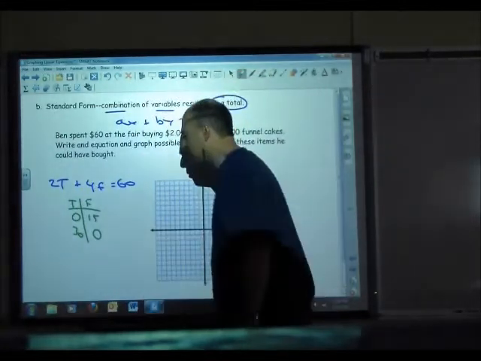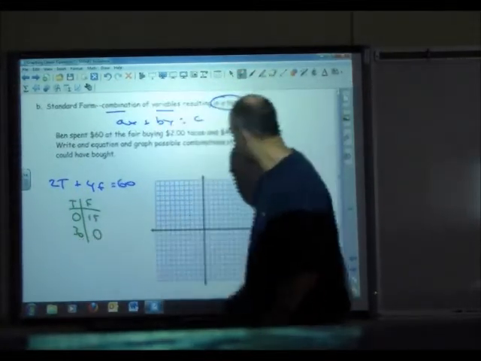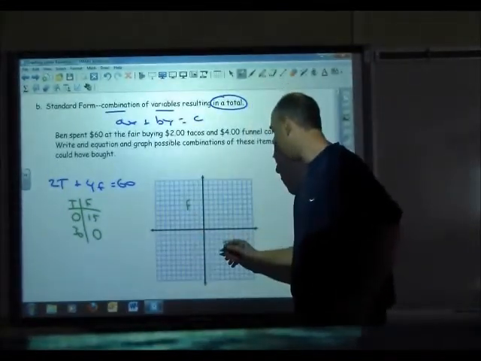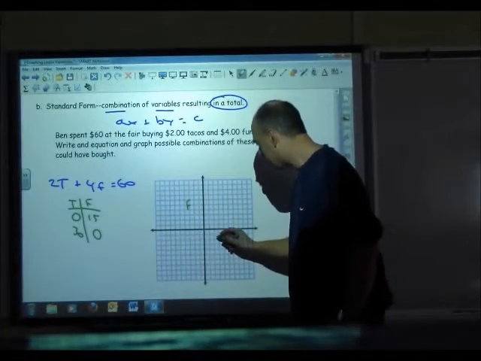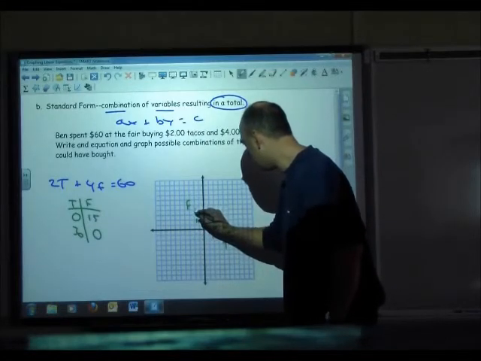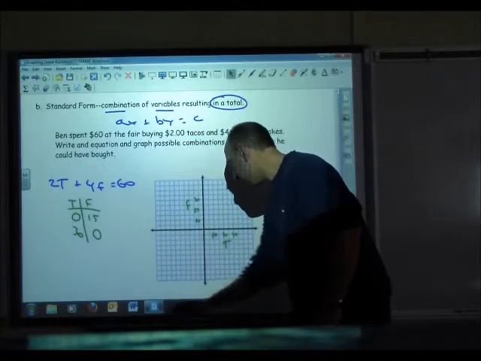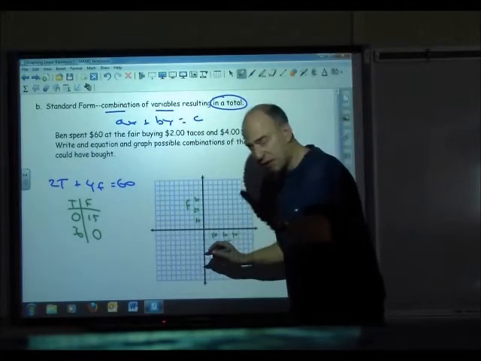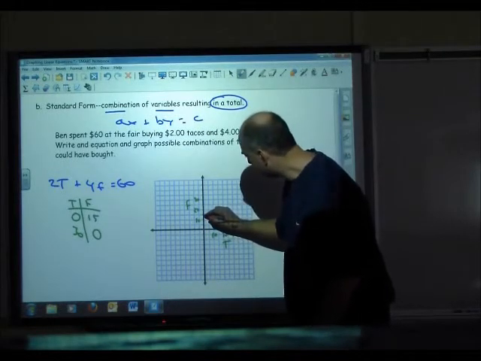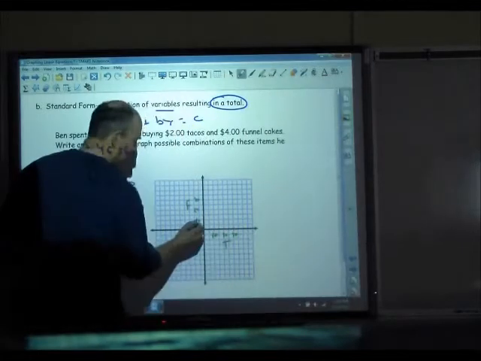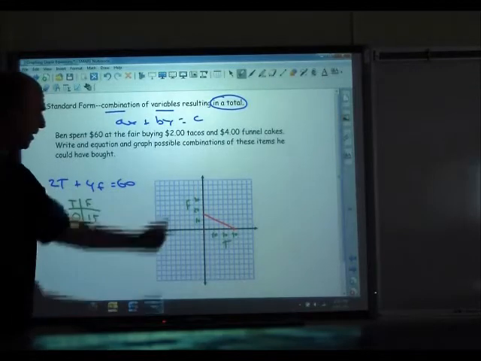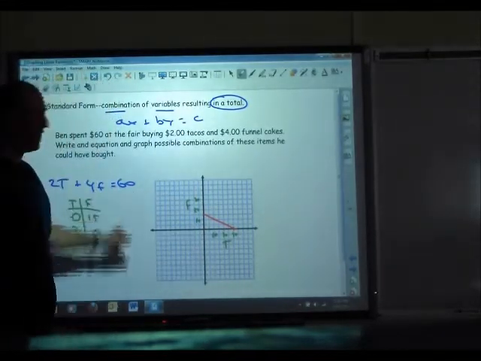So now I look at that and I say, okay, I got to be able to hit 30. Say I make this my taco axis and make this my funnel cake axis. Maybe I go by 5s. So I'd have 10, 20, 30, 10, 20, 30. If I can plot these intercept points where I'm on the axis, 30 tacos, no funnel cakes, 15 funnel cakes, no tacos, what that allows me to do is graph all the combinations. So on that line are combinations of funnel cakes and tacos that spend out exactly $60.